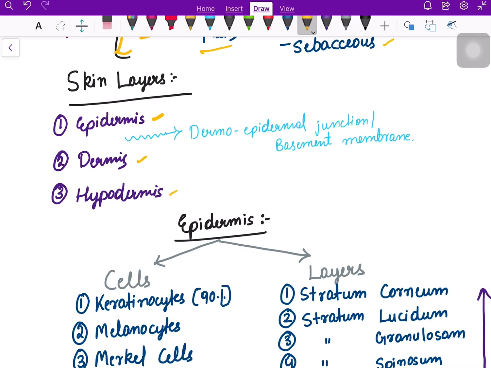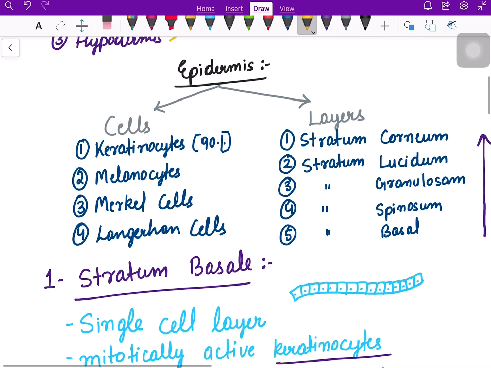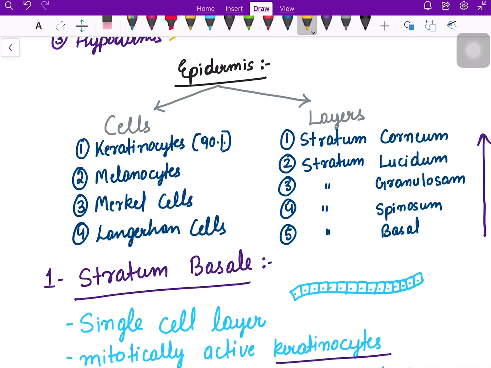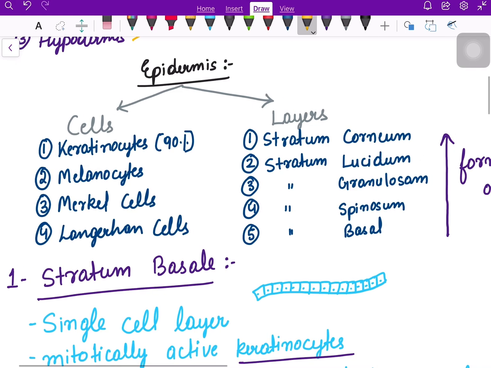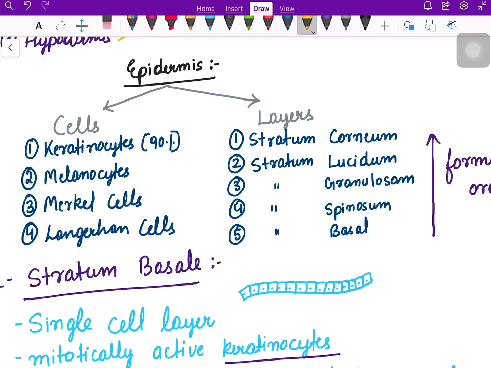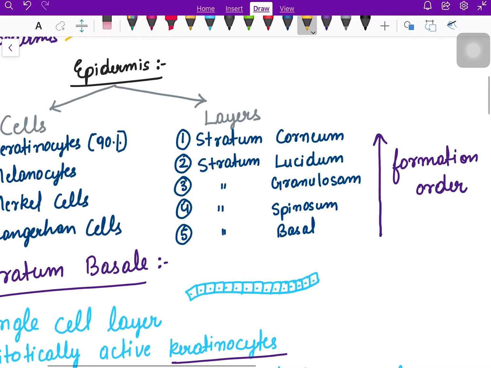In between the epidermis and dermis, there's a dermoepidermal junction, also known as the basement membrane. The epidermis consists of cells and layers. The cells are keratinocytes, which constitute 90% of the total cell number, then melanocytes, Merkel cells, and Langerhans cells. The layers are stratum corneum, stratum lucidum, stratum granulosum, stratum spinosum, and stratum basale.